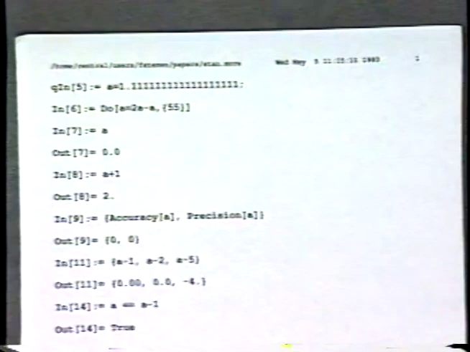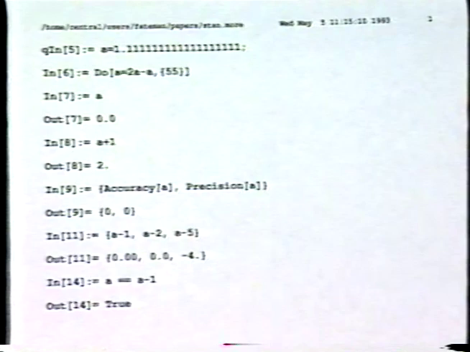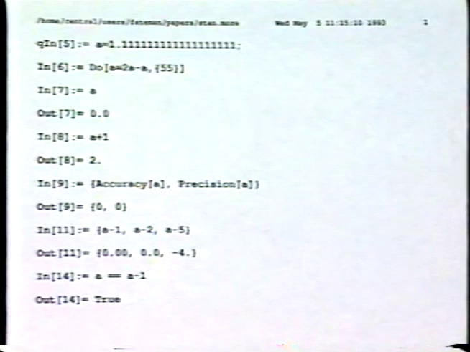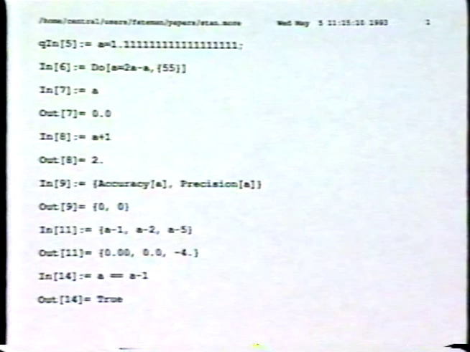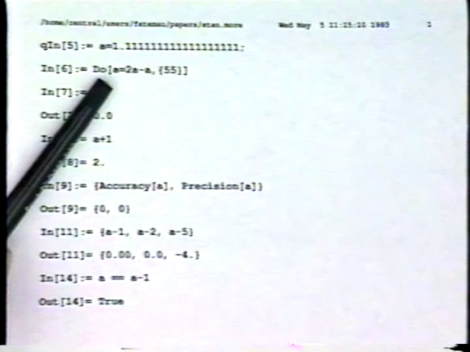Now, I didn't know that I would have a Macintosh to work with live here, so I prepared these slides. Here's an example where we start with a number, A. It's 1.11111, a bunch of ones. I think there are about 18 ones. And now we say do, if you want to copy any of this down, the first two lines are really enough, and you don't have to get the number of ones correct. You say do A is assigned 2 times A minus A, and do that 55 times.